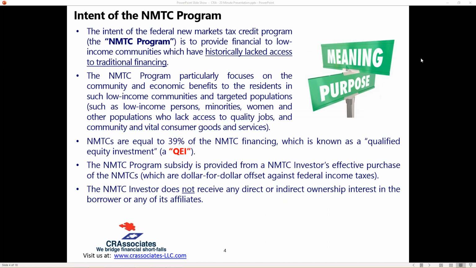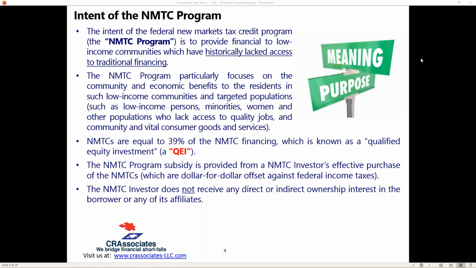The intent of the program is to provide investment capital to low-income communities which have traditionally lacked access to financing. The program is not intended to provide better financing to those who have obtained or can obtain financing, but rather it is intended to provide financing for any shortfall in available financing. The program particularly focuses on the benefits and impacts to the residents in such low-income communities and targeted populations, such as low-income persons, minorities, women, veterans, and other populations who have traditionally lacked access to quality jobs and vital community and consumer goods and services.